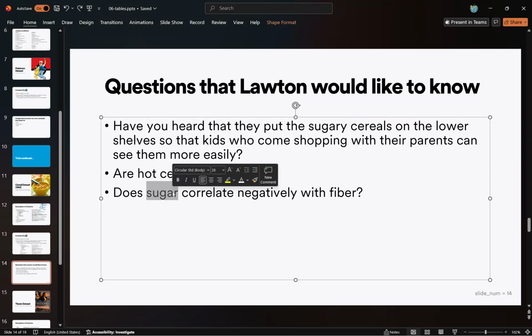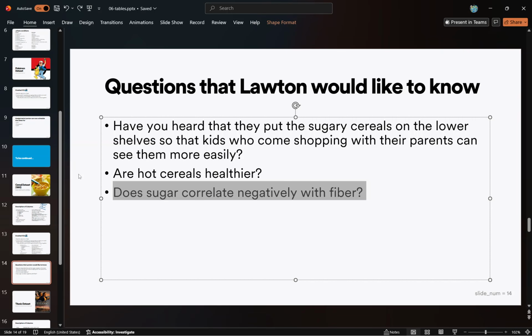What else? And then finally, my last question before I move on to a different data set is, we'll practice with another one. Does sugar correlate negatively with fiber? What I mean by that is correlating positively means like if one goes up, the other goes up. So sugar positively correlating with fiber would mean in a cereal, if there was more sugar, there's also more fiber. A negative correlation would be if the sugar goes up, does that mean the fiber goes down? Because I feel like those are 2 opposing ideas in a cereal.